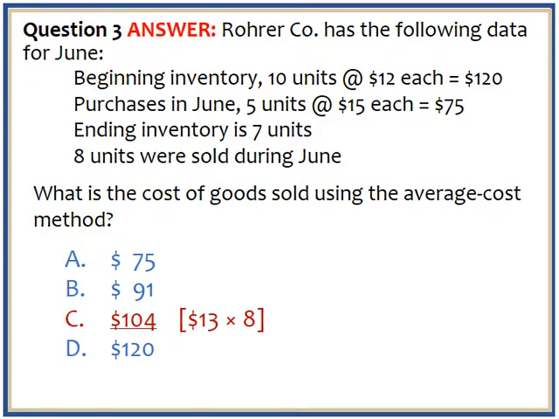The answer is $104. Again, remember that we are using an average cost of $13 per unit for this question. That $13 came from question 1. There are 8 units sold during June, so we can take the $13 average cost times the 8 units to get the final answer of $104 for our cost of goods sold.